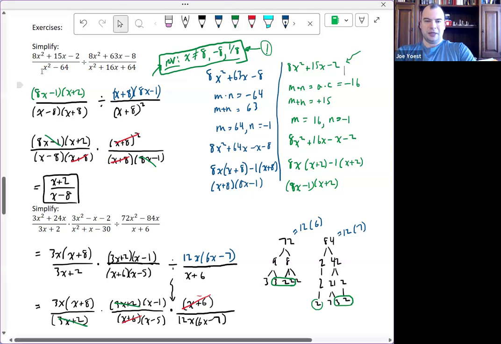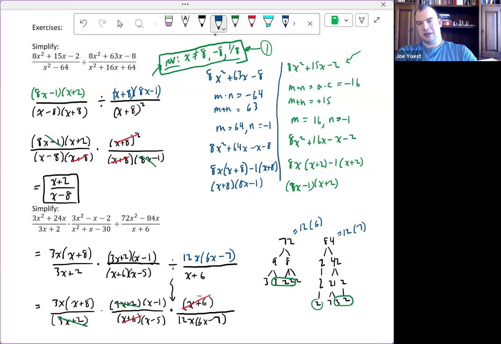My denominator, x squared minus 64, I recognize as the difference of two squares. So that's x minus 8 times x plus 8. For my second rational expression, before I do anything with flipping it or anything like that, I'm just going to focus on factoring first. 8x squared plus 63x minus 8.